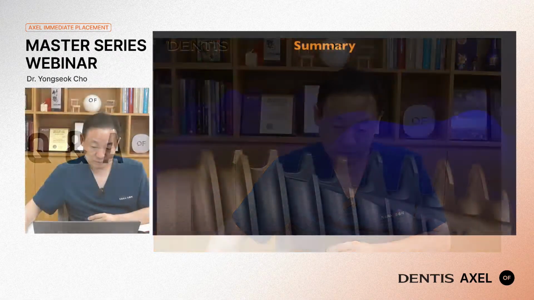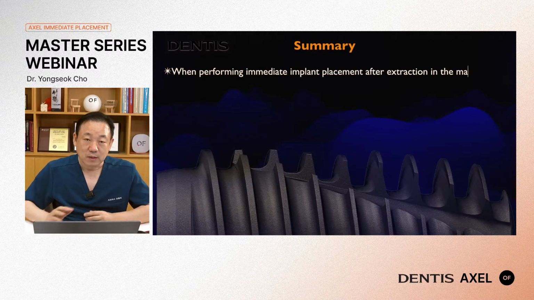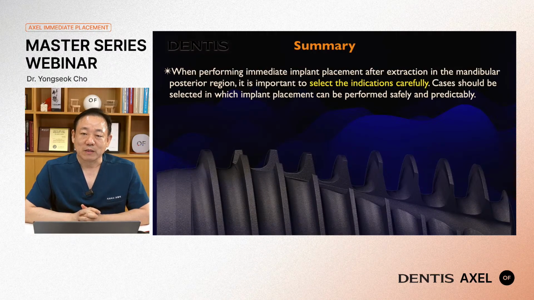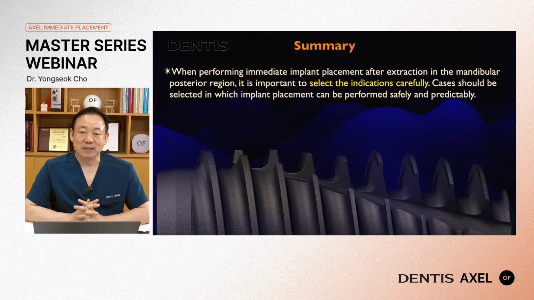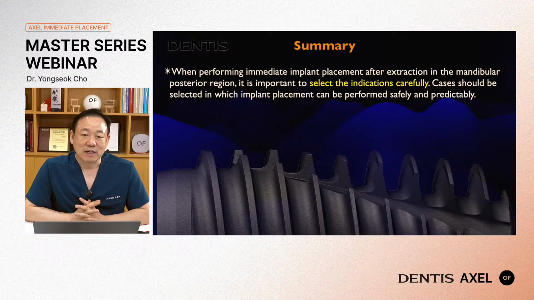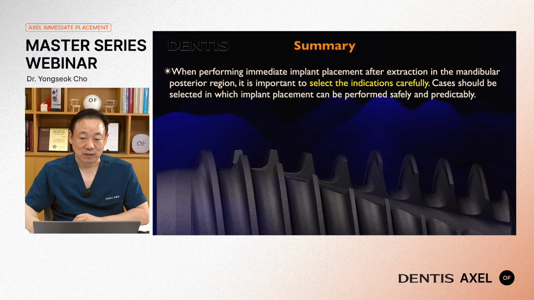Okay? Okay, let me summarize today's lecture. When performing immediate implant placement after extraction in the mandibular posterior region, it is important to select the indications carefully. Cases should be selected in which implant placement can be performed safely and predictably. Okay, so my immediate implant indication is very narrow in reality.